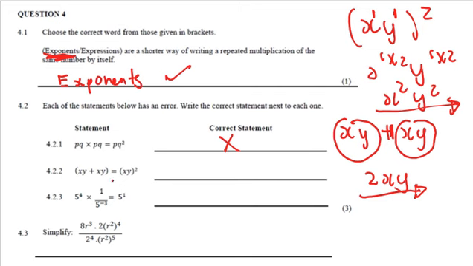So the answer here is this equals to this. You can see this equals to 2xy. This is equal to x squared, y squared. So this is wrong also. Okay? This is wrong.